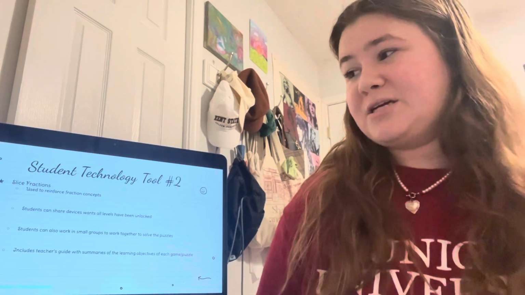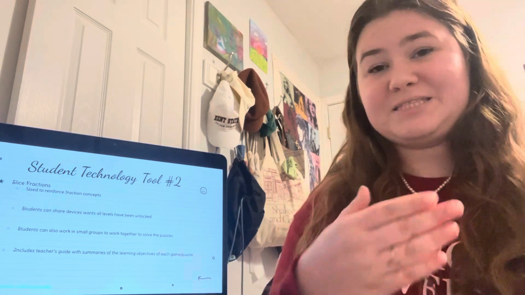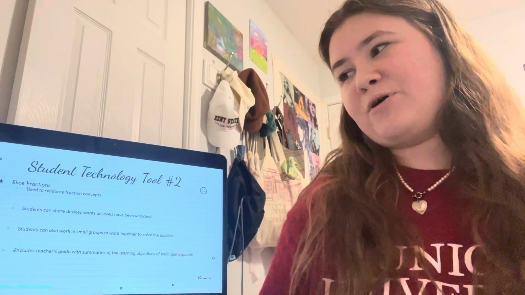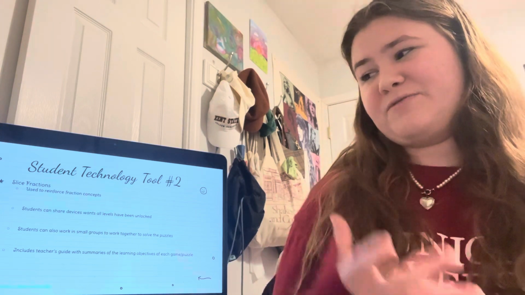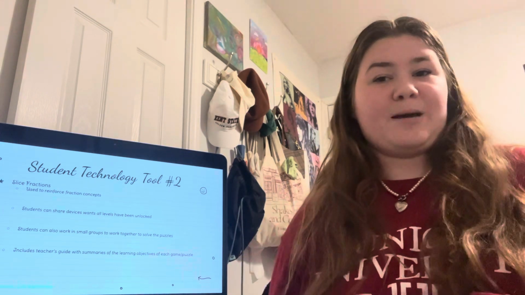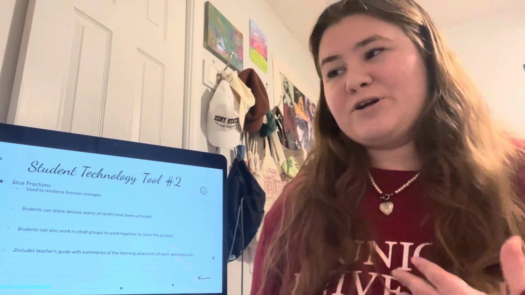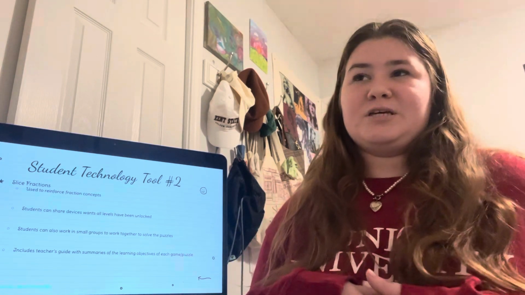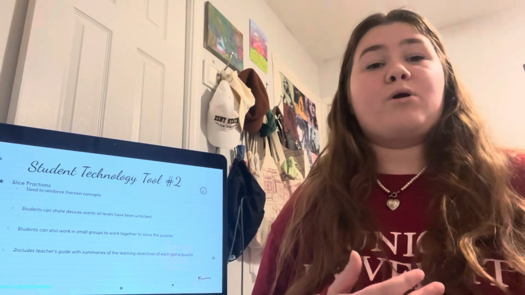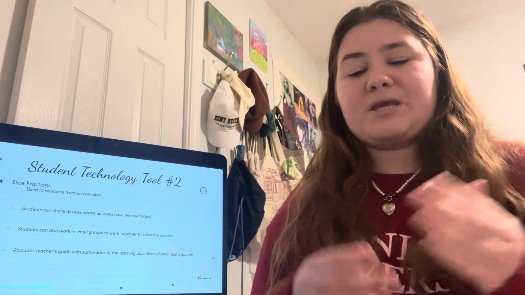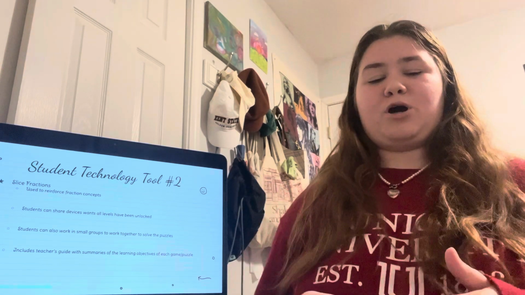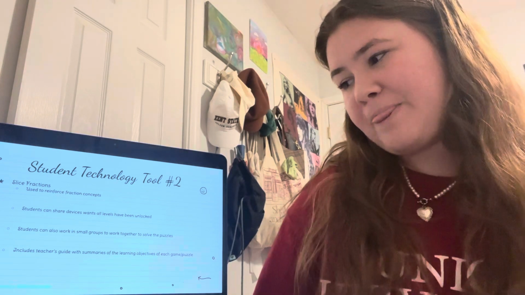And student technology number 2 is Slice Fractions, which is an app that you would download on, I think, their student iPad or their iPhone. And it just reinforces fraction concepts. And students can share devices once they've reached all levels, which is great for collaborative learning. And they can work in small groups. They can either pass the tablet around and take turns, or they can get in small groups and help each other work on a certain level and beat the level.